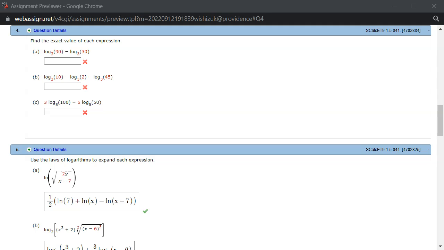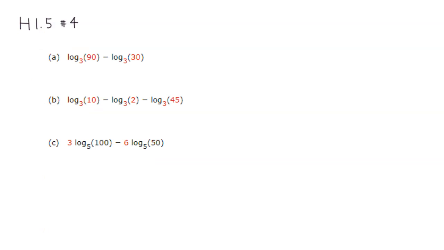All right, let's look at homework 1.5, problem number 4. Let's simplify these expressions. For part A, we have a subtraction outside, so we can write it as a division inside. So you have log to the base 3 of 90 over 30. 90 over 30 is 3, right? So it's going to be log to the base 3 of 3.